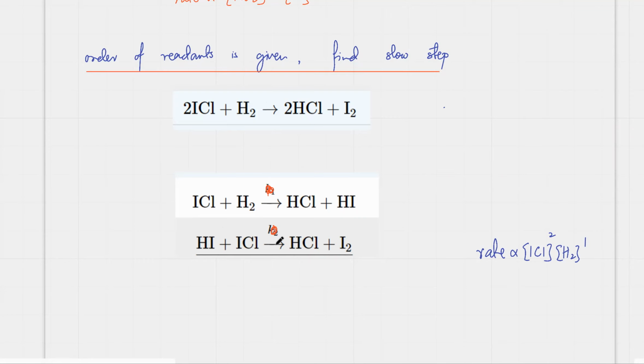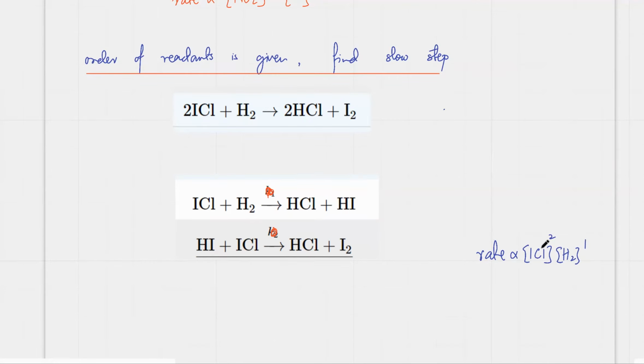So we're just going to do trial and error. And we're going to see which one would give you this order. So let's figure out if the first one is the slow step. If I assume that the first one is the slow step, then the rate depends on ICl concentration and H2 concentration. So I'm just going to do trial and error if step 1 is our slow step.